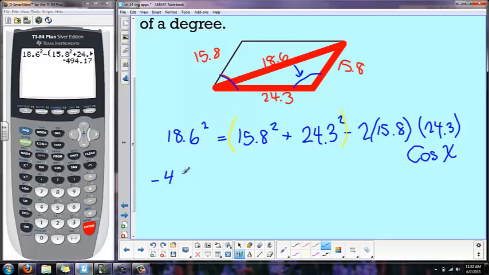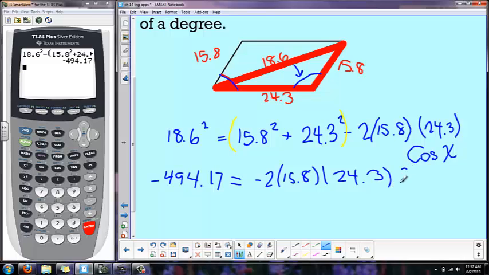Okay, so I now have negative 494.17 is equal to negative 2 times 15.8 times 24.3 times cosine of x. And I want to get cosine of x by itself, so I want to divide by everything that I just multiplied out in front of it. So I'm going to divide that answer by negative 2.